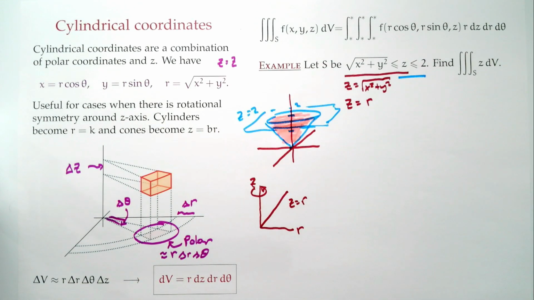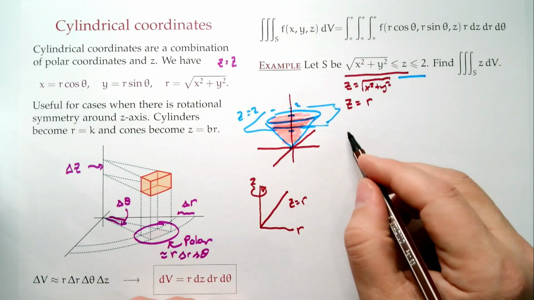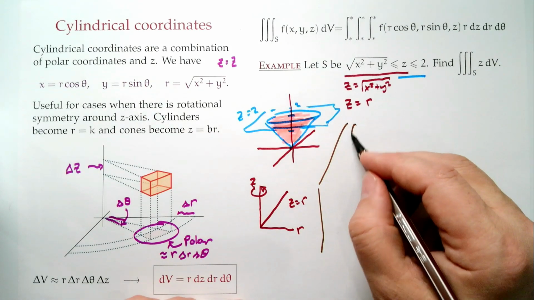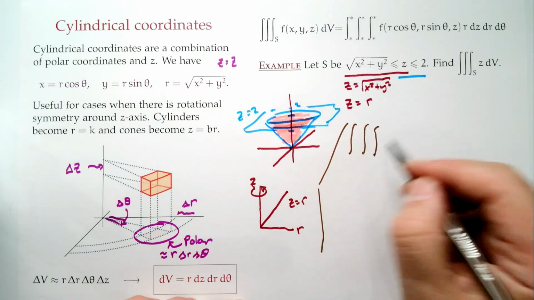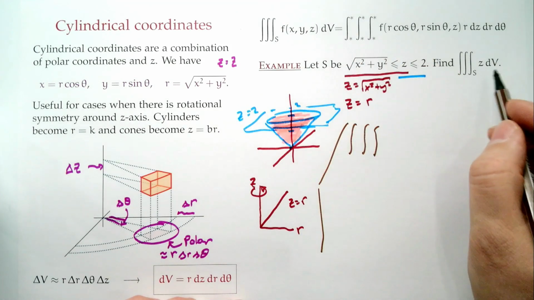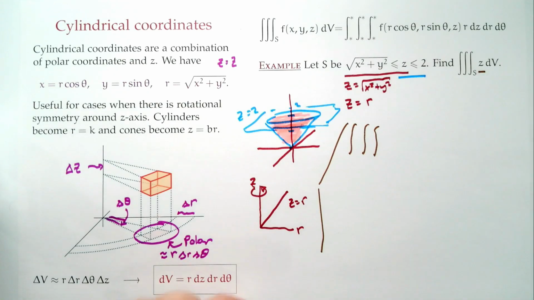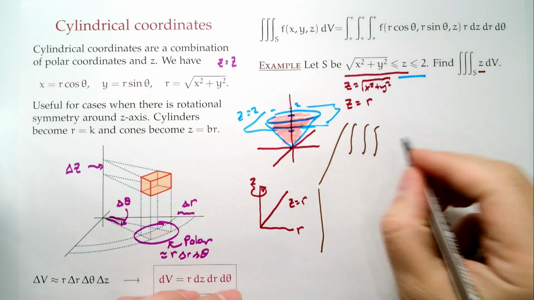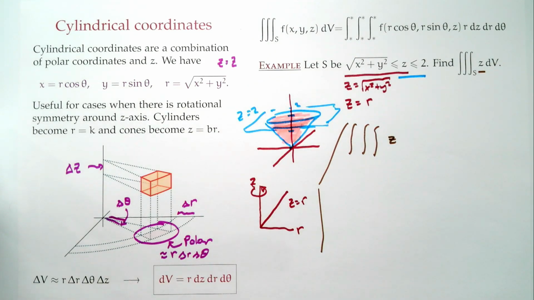Now, let's figure out our integral. So we need to do a couple of things. If we're going to do an integral, we have to update our function. Our original function was z, but that was in Cartesian coordinates. Now we're going to go to cylindrical coordinates, and our new function will become z. That is correct. Okay. Next, the dV. What will dV become?